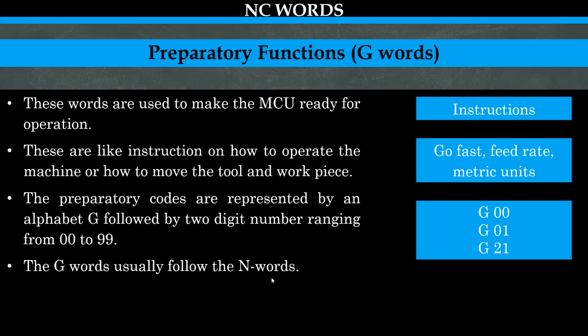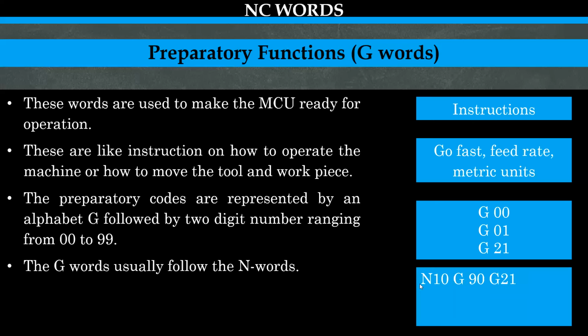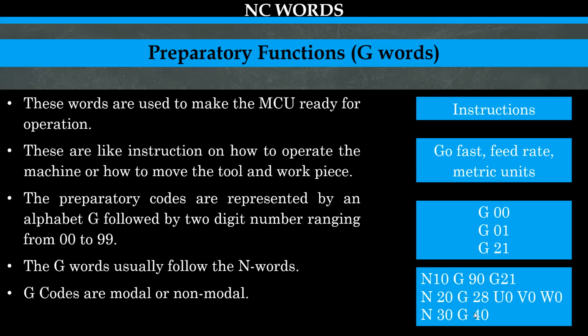The G words usually follow the N words. First comes the N word, then the G word or any other word. For example, N20, G28, U, V, W or the coordinate words, then N30, G40, and so on. The G codes are modal or non-modal. I have made a separate video for modal and non-modal codes. I will share the link in the description. You can watch the video to understand what modal and non-modal codes are.